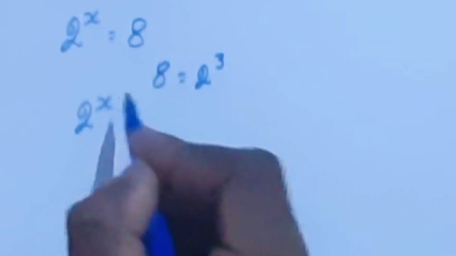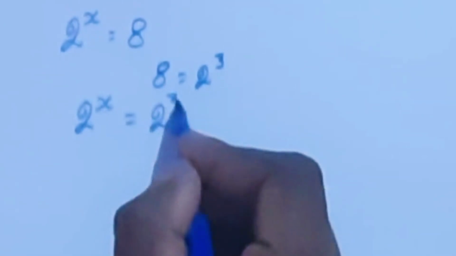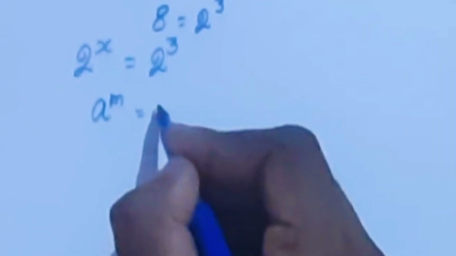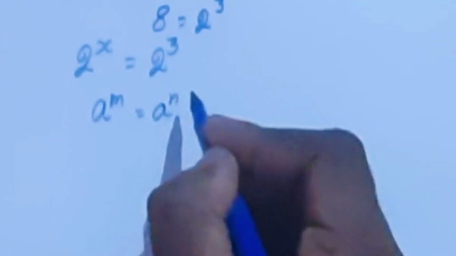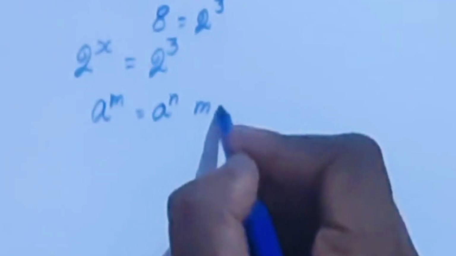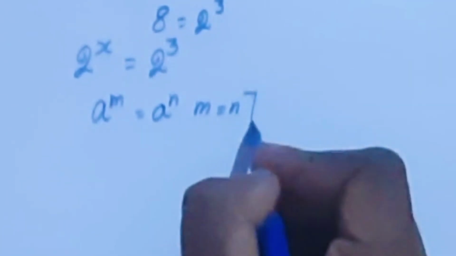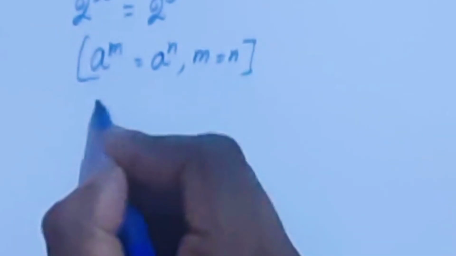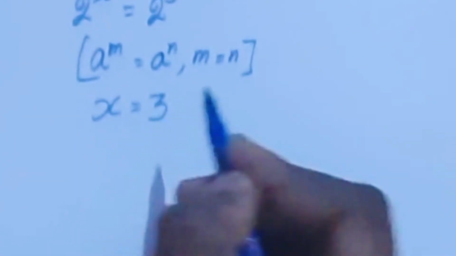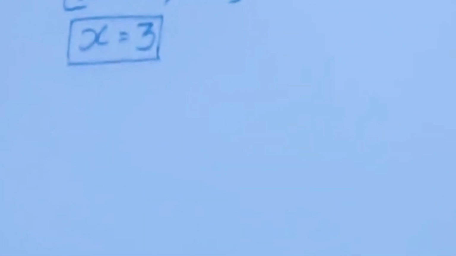This we are going to apply here. So we'll get here 2 power x equal to 2 power 3. Here the bases are the same, so the powers should be the same, according to this: a power m equal to a power n, in this case m equal to n. This we are going to apply here. Based on this, here x equal to 3. This is the x value in the first method.